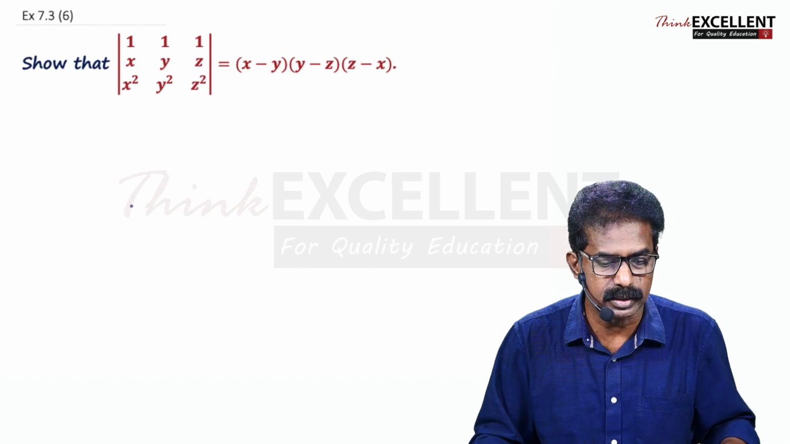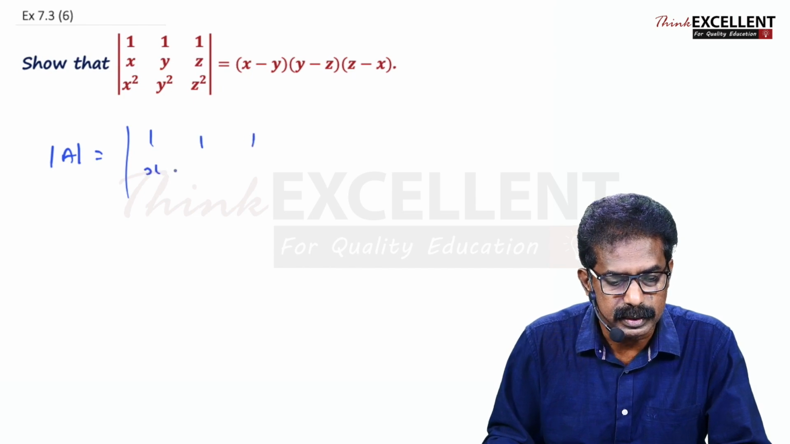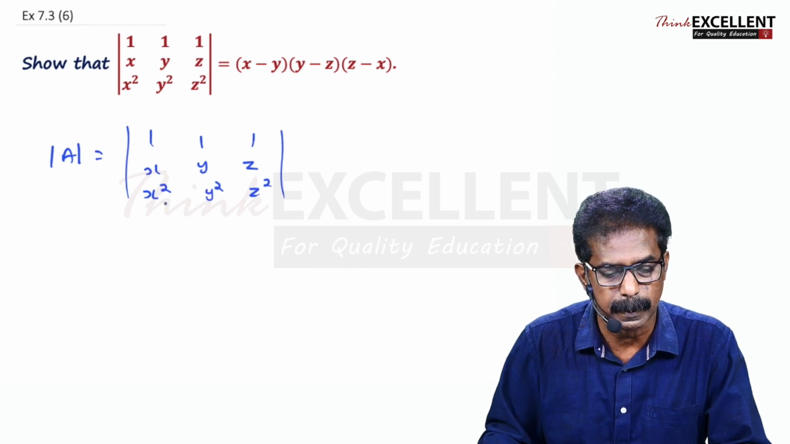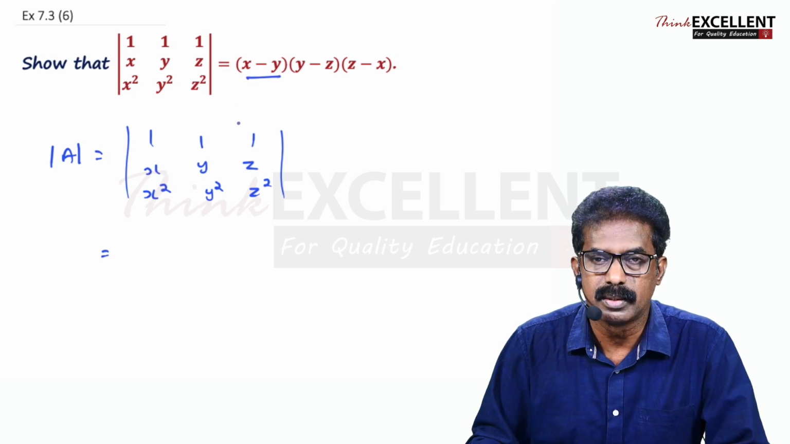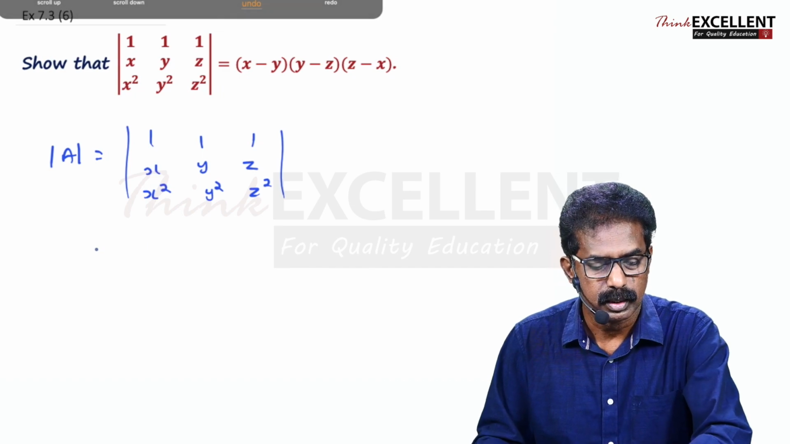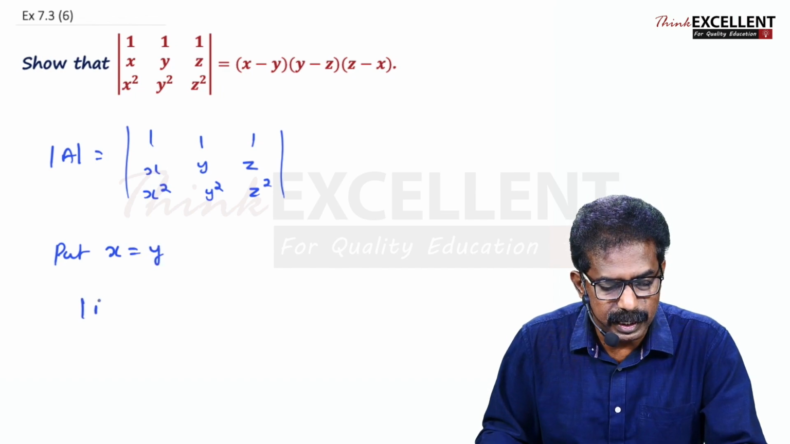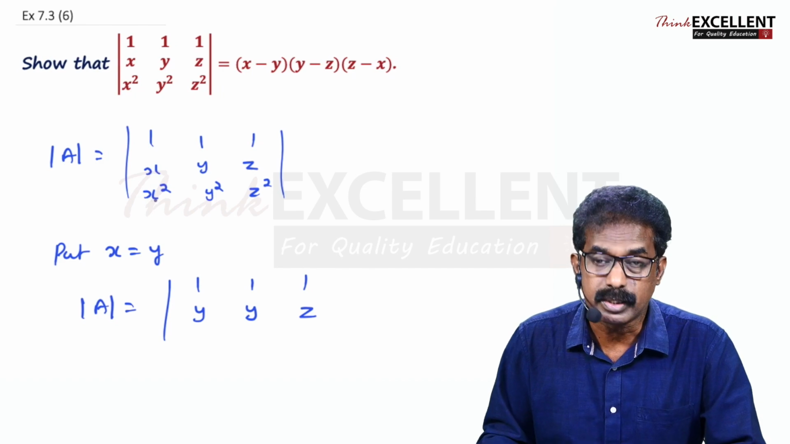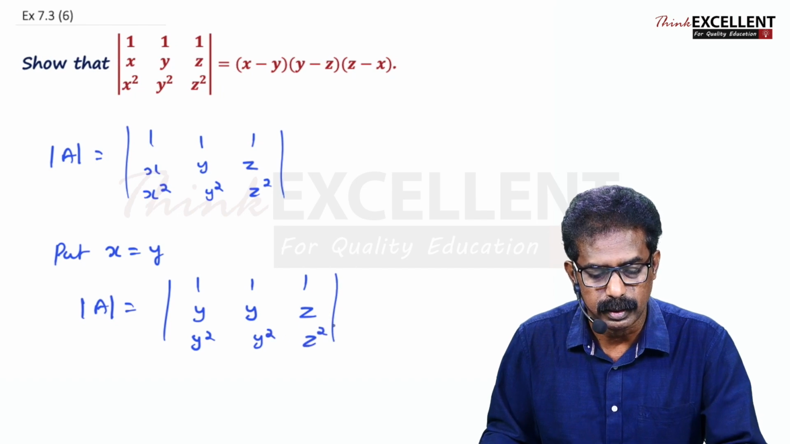Look at this question. Show that, okay, I am taking the determinant. Determinant A equal to 1, 1, 1, x, y, z, x square, y square, z square. Very simple question. Listen. So here, factor theorem you are using, x minus y. So put x equal to what? Y, right? X minus y is 0, or put x equal to y. Wherever x comes, you put y. So determinant A equal to first row 1, 1, 1. For x you give y, so y, y, z. For x you give y, so y square, y square, z square. The value becomes 0.